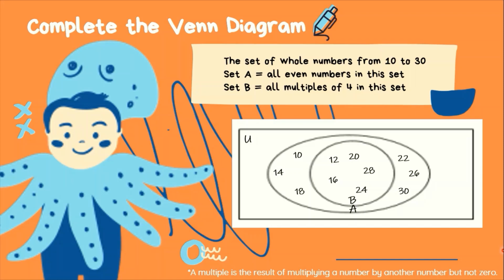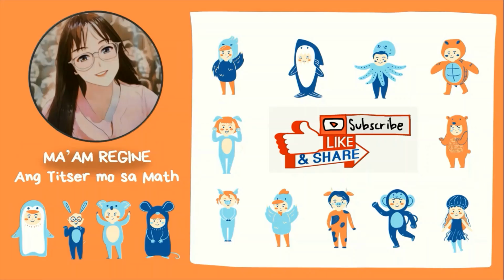Kung papansinin natin, set B is inside the circle of set A. Meaning, lahat ng multiples ng 4 ay even numbers din na nasa loob ng 10 to 30. This is an example of a Venn diagram for subsets. In this case, set B is a subset of set A, meaning every element of set B is also an element of set A. And that's it for Venn diagram mga bata.